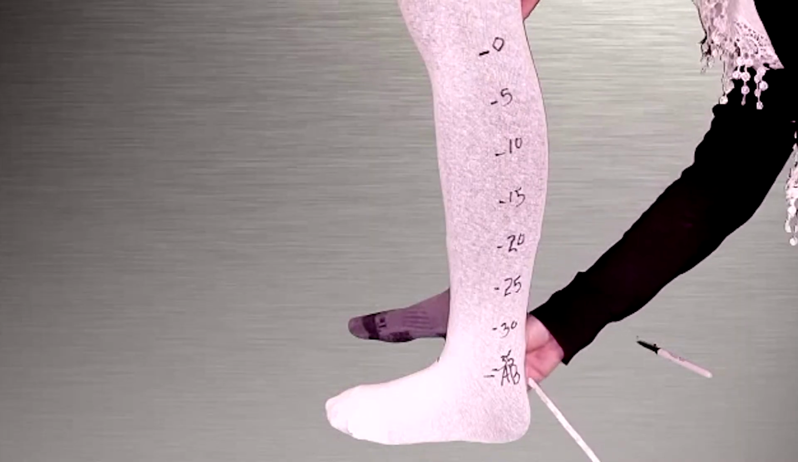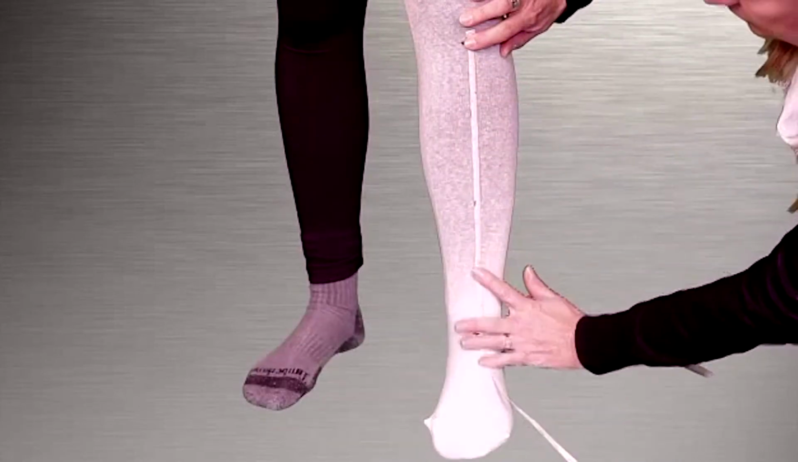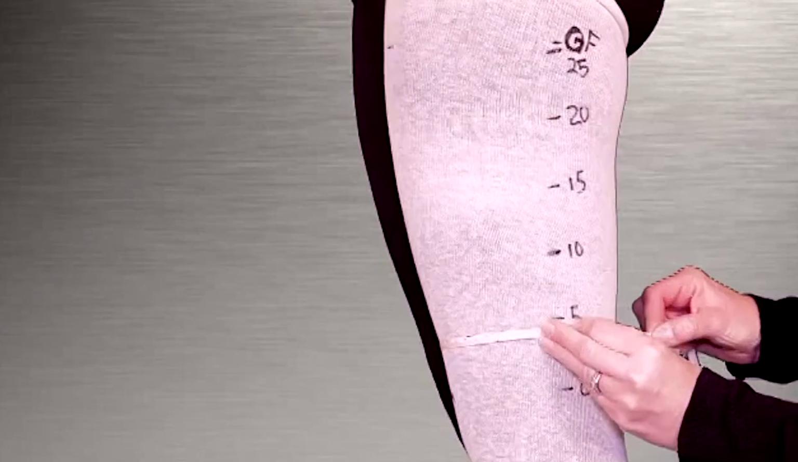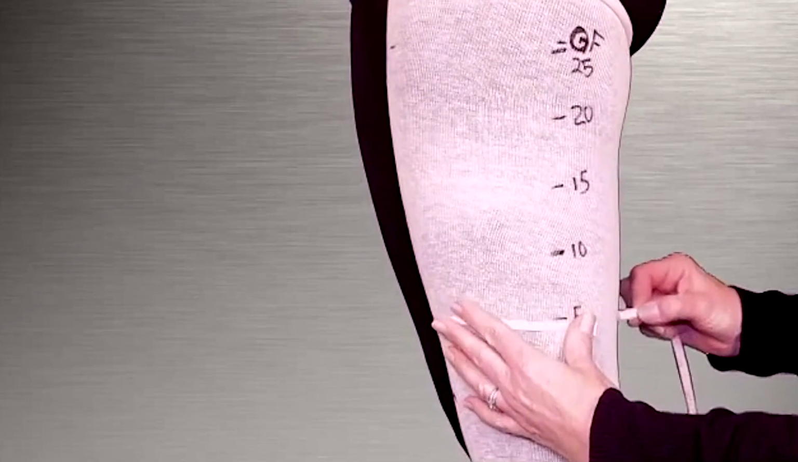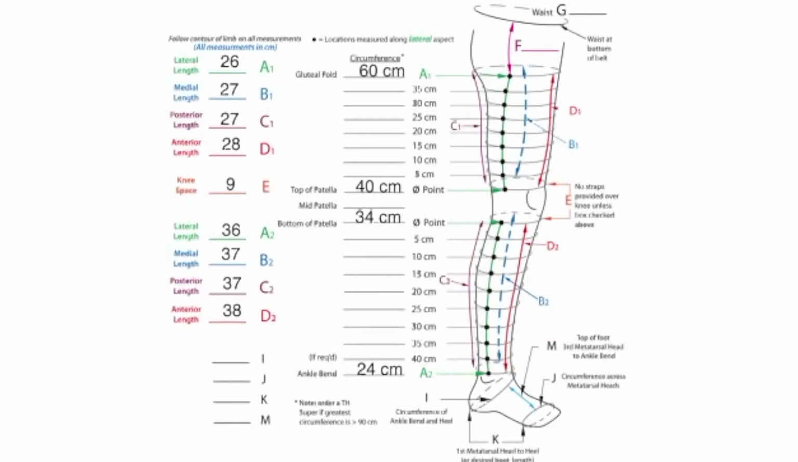Repeat the process on the medial, posterior, and anterior aspects of the lower leg, and record the length measurements on their respective lines B2, C2, and D2. Measure the circumference of the leg at the 5 centimeter location above the top of patella 0 point. Record the value on the line labeled 5 centimeters in this circumference column.